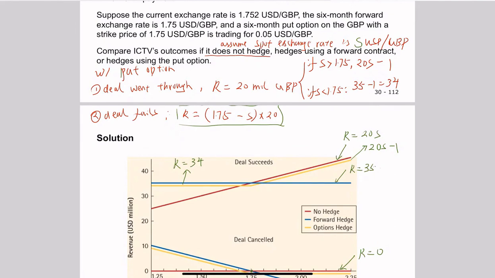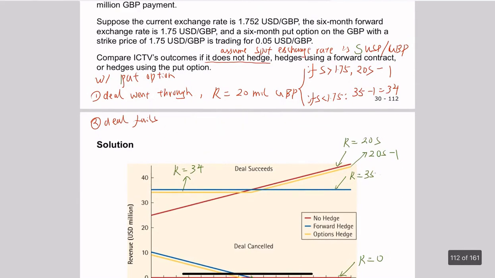Well, if the deal fails, the firm will not have any GBP to exchange for USD, right? So it will not have British pounds. Now, for this case, we will just calculate the firm's payoff from this put option. We know that if the spot rate is larger than the strike price, the firm will not exercise this put option. So this put option will just expire. So the firm's payoff would be 0 minus the cost of the put option, $1 million. So it's just minus 1.